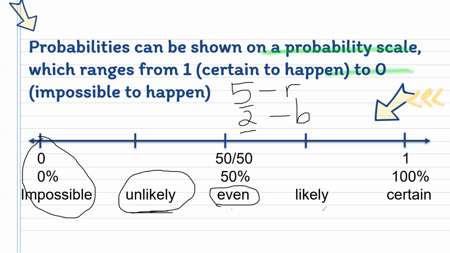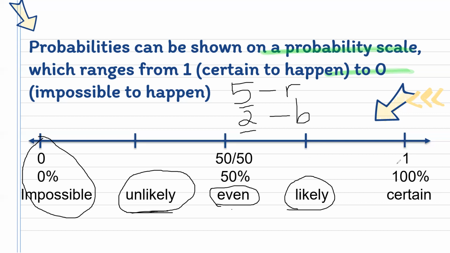Okay, next, the word likely. So let's use again the same example, 5 red marbles, 2 blue marbles. But this time I'm going to ask you to describe the probability of getting red. As you can see, there are more red marbles than blue marbles. So meaning you have a bigger chance of getting a red marble. So as you can see here in the number line, this is 50%. So meaning likely is more than 50%, but less than 100%. It is in the middle of 50 and 100%. So from 51 to 99% should be described as likely.